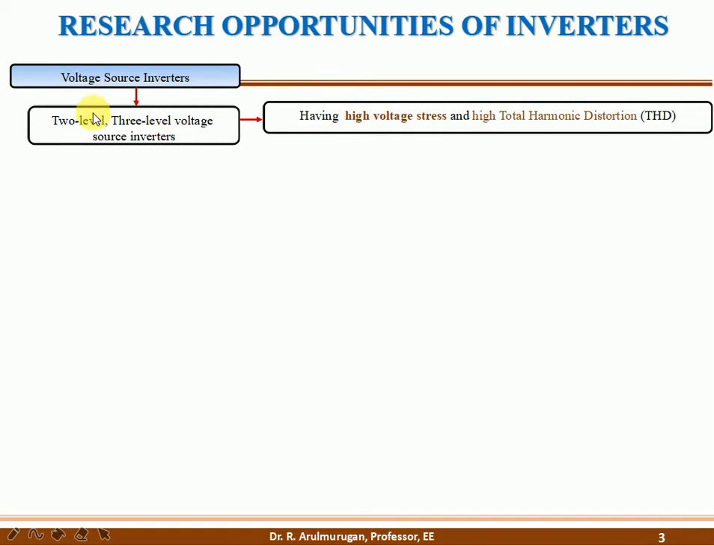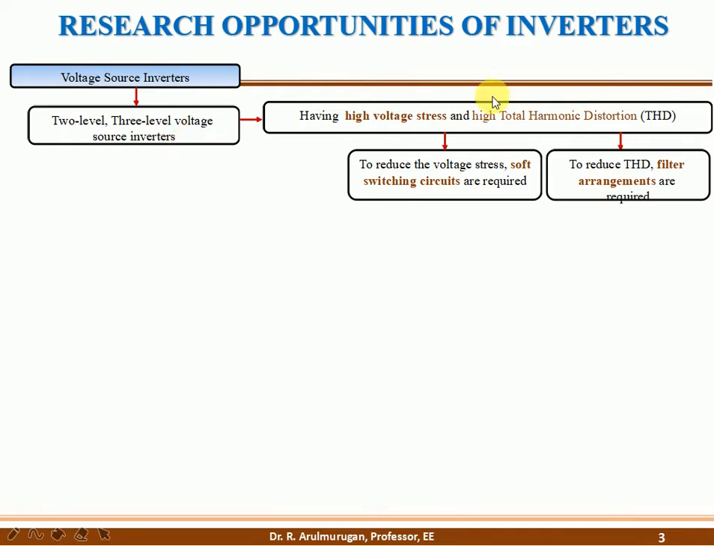What is the limitation of the two level and three level voltage source inverter? If I look, there are two major limitations. One is high voltage stress, which happens on the switch. Another one is high total harmonic distortion. These two factors cause disturbance in the two level and three level voltage source inverter.